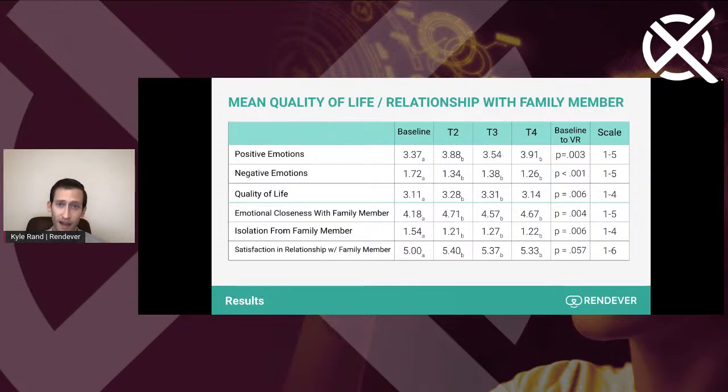We were most excited about the impact on the dyadic relationship between the resident and the family member. After all, strong relationships are the best way to solve for social isolation. Over just 3 weekly VR sessions, the feelings of emotional closeness significantly increased and feelings of isolation from the family member significantly decreased. Now, I want to emphasize that all of these results reached statistical significance, which is really exciting. We also saw dramatic improvements in feelings of satisfaction within the relationship, but we were just shy of reaching statistical significance with that one data set, but I'm hopeful for phase 2.